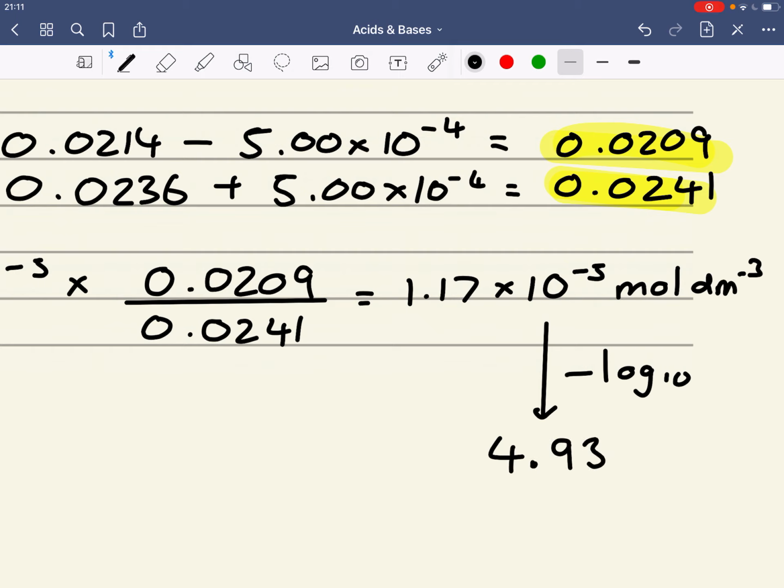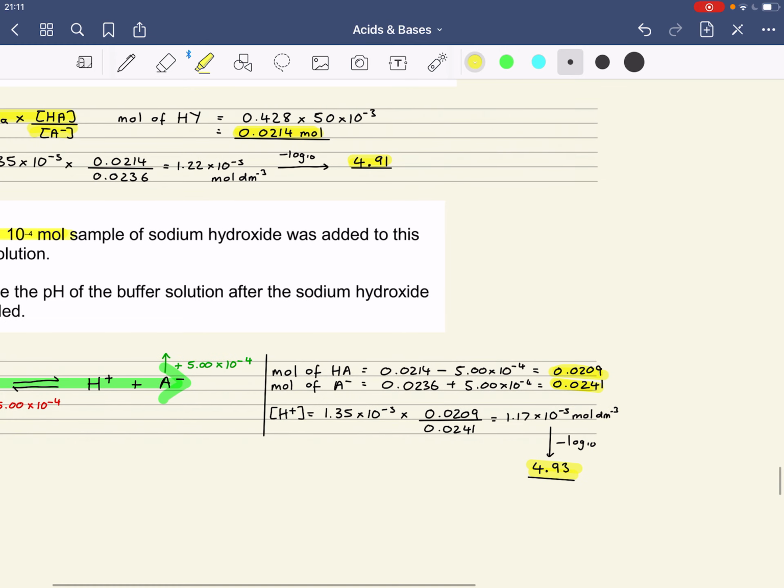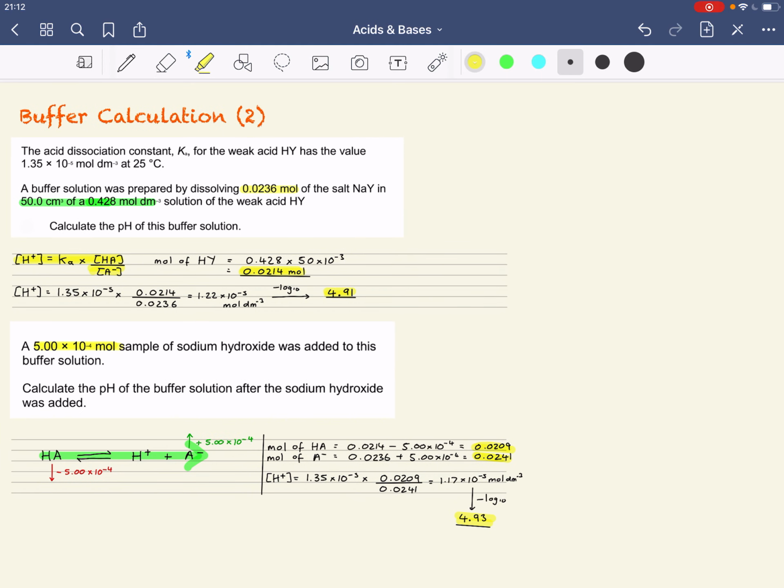And again, common sense would tell you, because you've added hydroxide ions, the pH will increase a little bit, but because it's a buffer, it's only going to increase by a very small amount. So that would be how, firstly, you work out the pH of a buffer, and then how the pH of the buffer changes when you add small amounts of hydroxide ions.